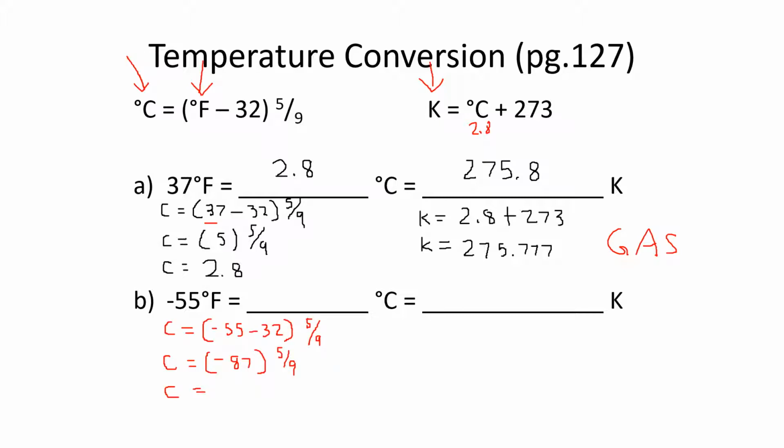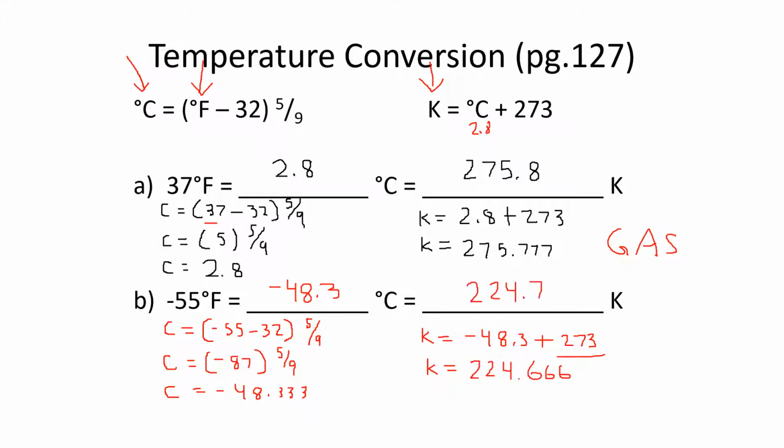Negative numbers, just be careful when you're multiplying, adding, and subtracting negative numbers. So plug in negative 55. So you owe me $55, you owe me another $32. Altogether, you owe me 87. So don't find the difference. You got to add them. Right? So it's negative 87 times 5 ninths. So about a negative 48. Then we're going to add 273 to that to get the absolute temperature. You do get some repeating digits. So if you have to use the number for computations, keep all your decimal places until the end.